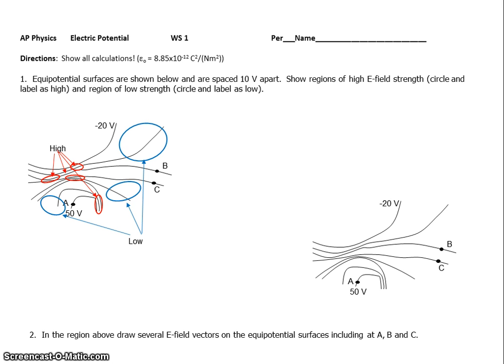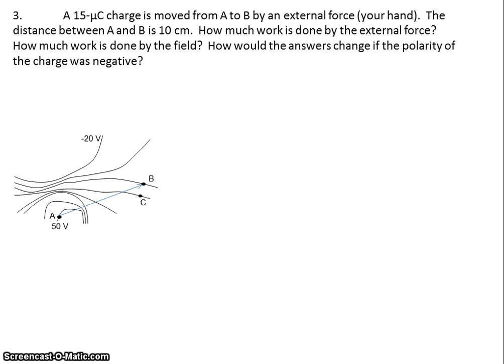Number 2 is looking at the exact same configuration, and we're trying to figure out the electric field vectors. Well, they're always perpendicular to the equal potential surfaces, and they always point from high potential to low potential. We also have to take care of the magnitude, how long the arrows are. And they're longer where they're tighter packed for the equal potential surfaces. So that's what it would kind of look like. Then we went on to number 3. Number 3, we're looking at how much work is done by an external force to move it from A to B.